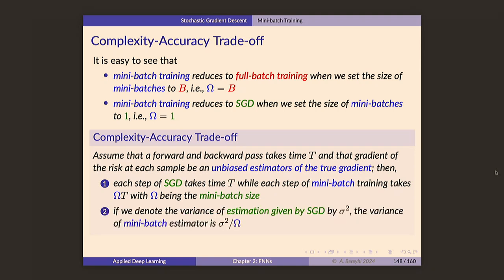So again, you have this trade-off, but now you can play around with it, right? You increase omega, you get better accuracy, less variance, but you need to spend more time. And if you want to be faster, you can reduce omega, but this is going to be at the cost of higher variance in your estimation. Clear?